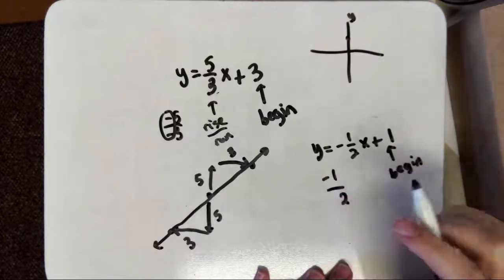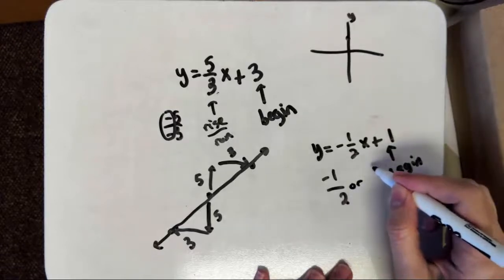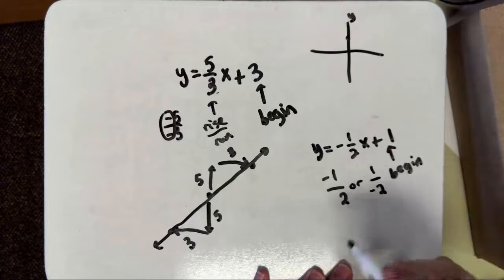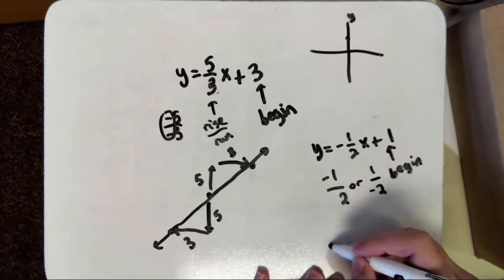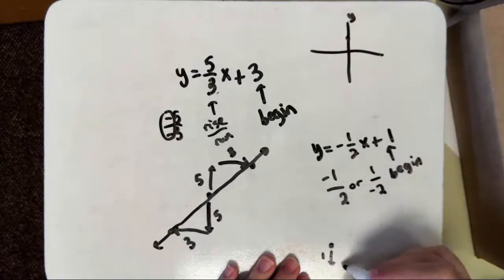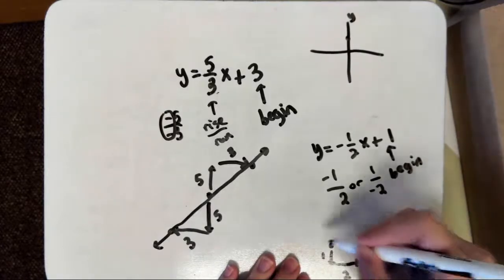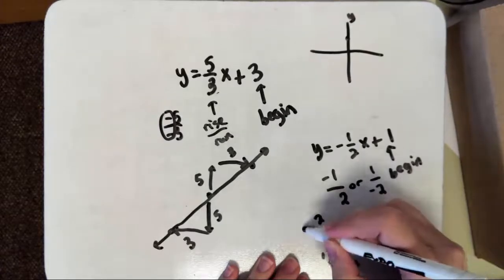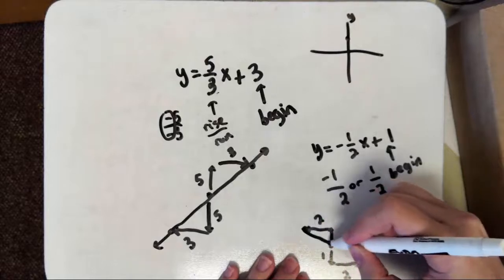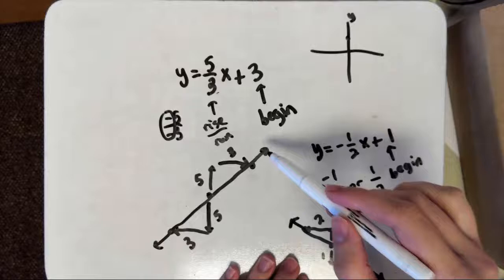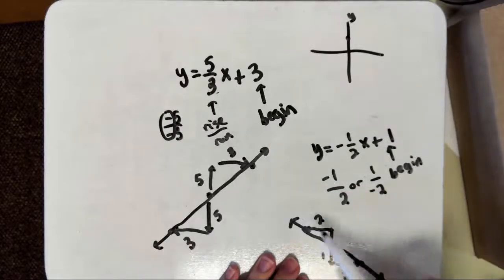So we're thinking of it like either the top is negative or the bottom is negative, but we don't want the top and the bottom to be negative. So if this is our starting point at 1, we could go down 1 and right 2, or we could go up 1 and left 2 and make our points. And that's going to give us a negative slope. If you look, a positive slope over here goes up and to the right. A negative slope is going to go down and to the right.